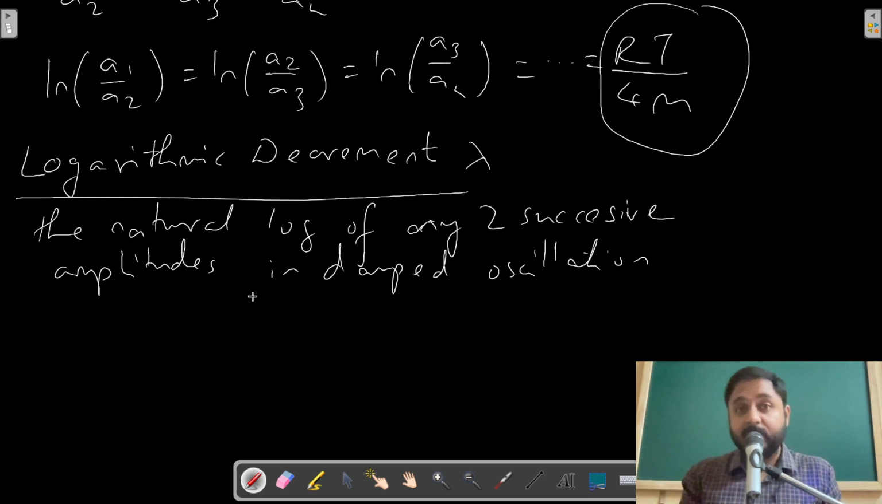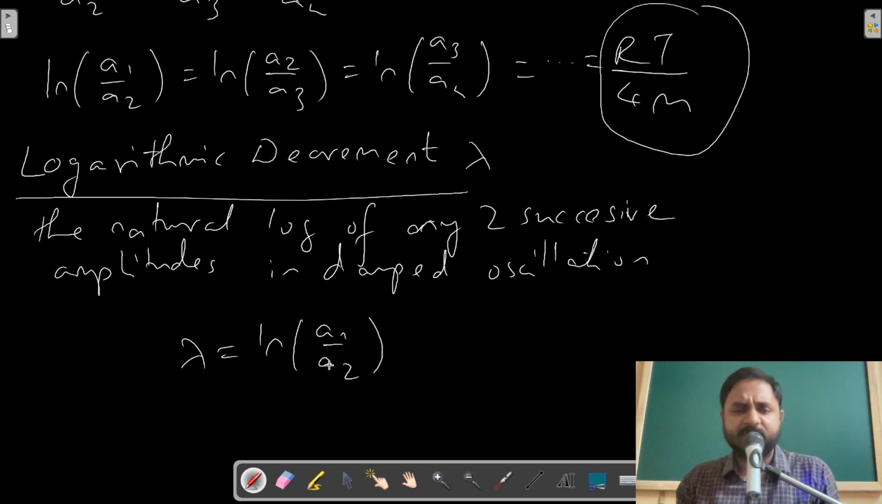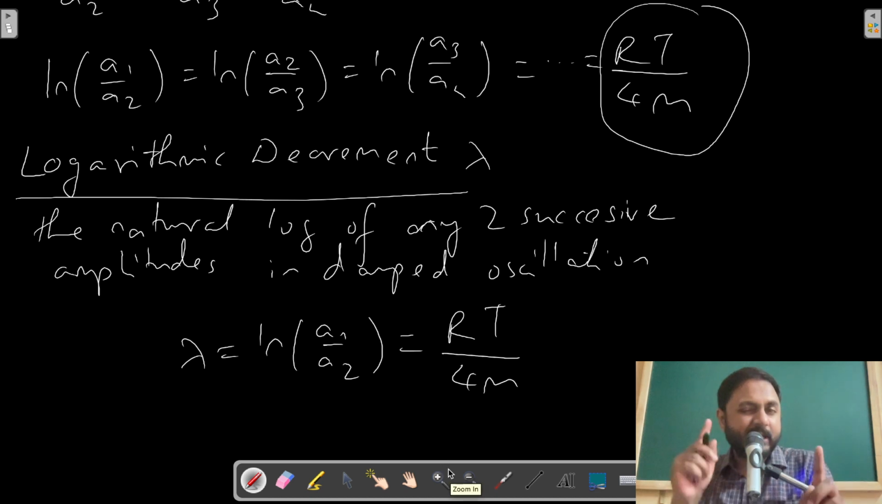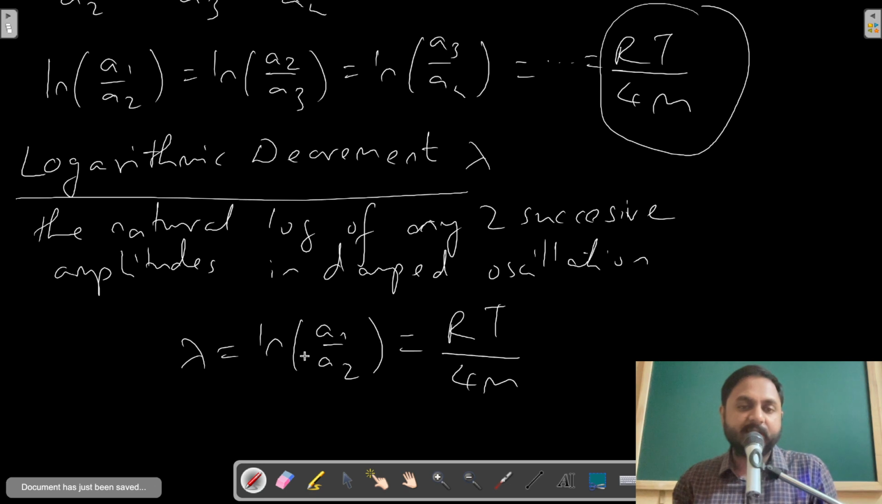Okay, we did some mathematical analysis and we got a quantity that is constant. Is this useful? Is log decrement really useful to us? The answer is yes. Log decrement is extremely useful. Why? Just think of what is lambda. Lambda is log of A1 by A2, any two successive amplitudes, I'm just taking one for example, and this is equal to R into T upon 4m. Now let's think carefully of the quantities that are involved.